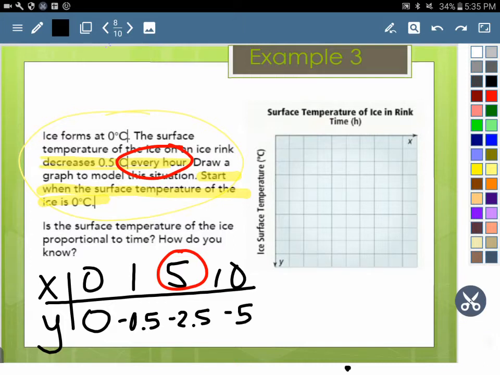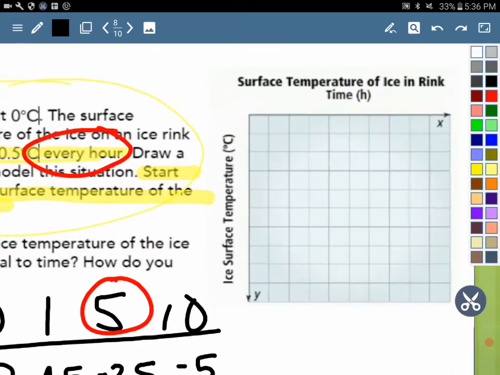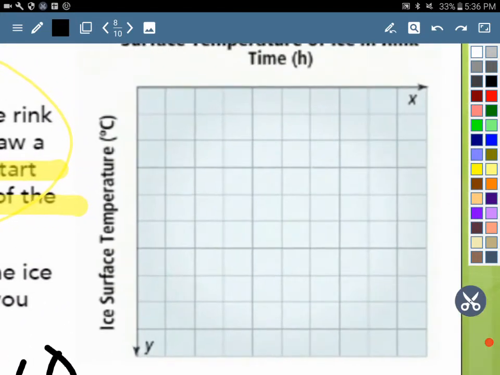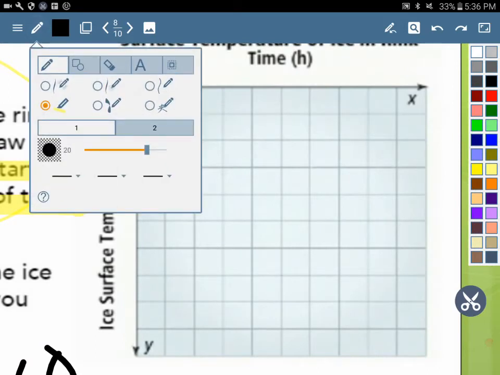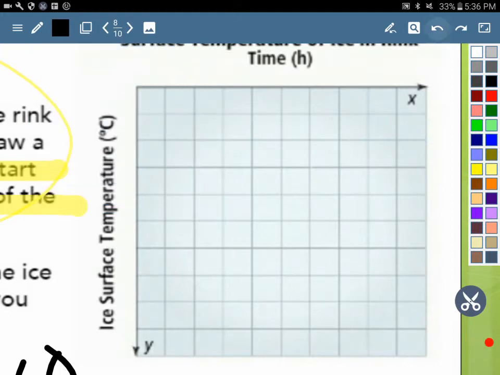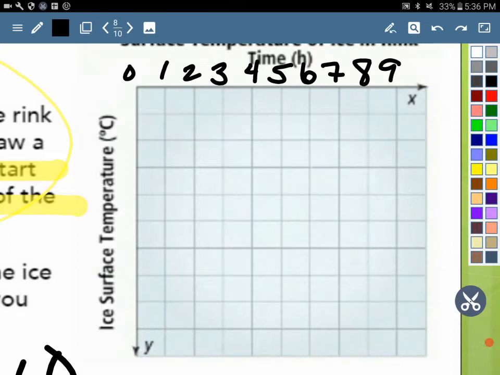And now I'm ready to graph what I've come up with in my table. Again, I need to think critically about how I'm supposed to scale. In this graph, I'm counting 10 tick marks, 10 grid lines. So on the x-axis, I can count by 1 because my table only goes up to 10 anyway. So I'm going to scale my x-axis by 1s. Let me make my pen smaller. 0, 1, 2, 3, 4, 5, 6, 7, 8, 9, and 10.